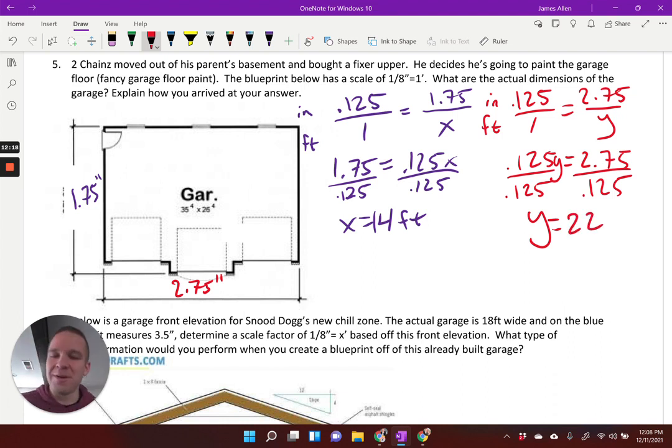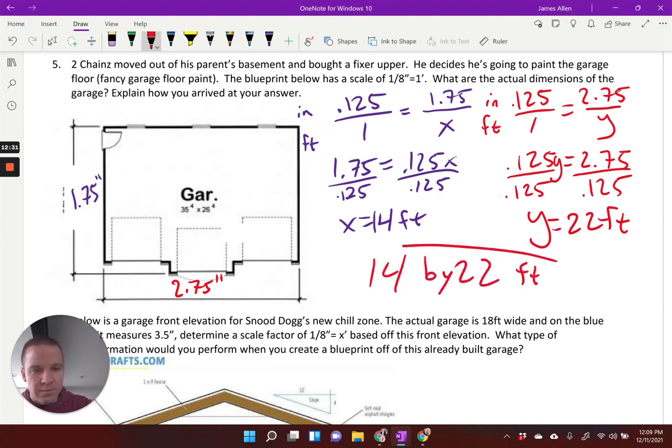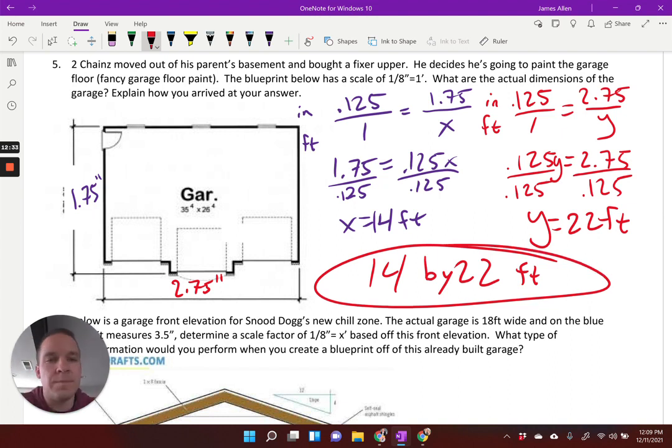Weren't those the dimensions we had for the other one? Weird. Oh, I think they were, because it was like 1/4 inch equals 2 feet. So it's kind of the same scale factor. All right, whatever. So we've got 14 by 22 feet. 14 feet by 22 feet. I think that's good. We've just explained how we arrived at it.